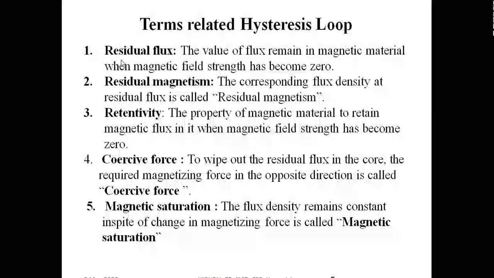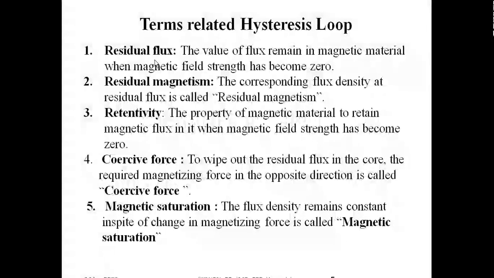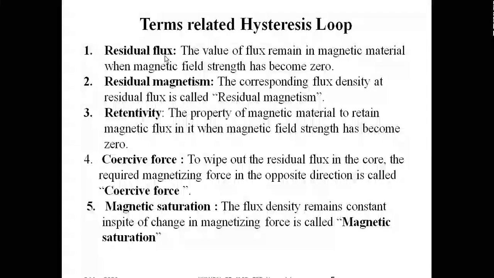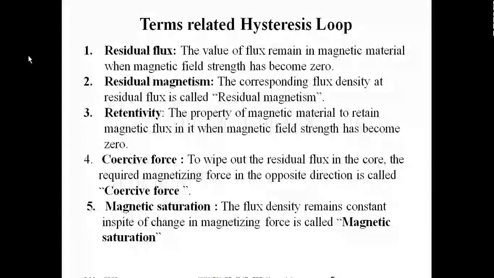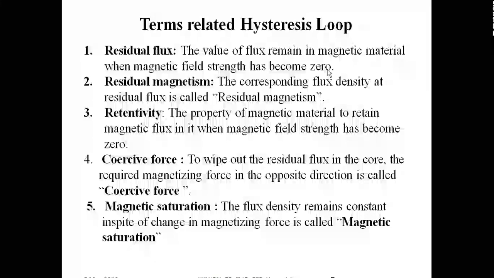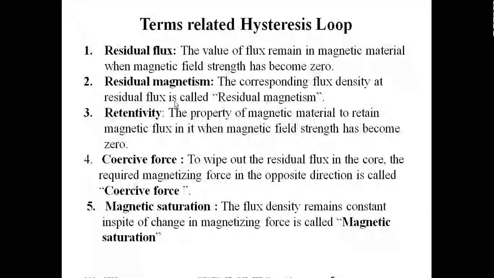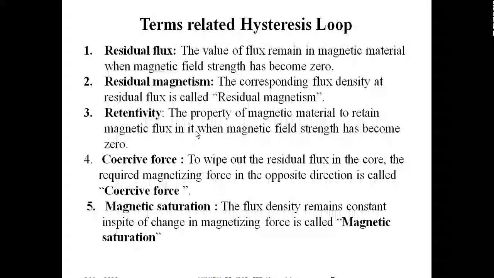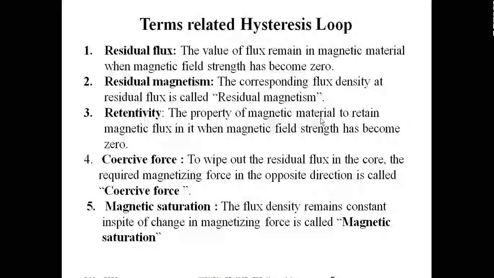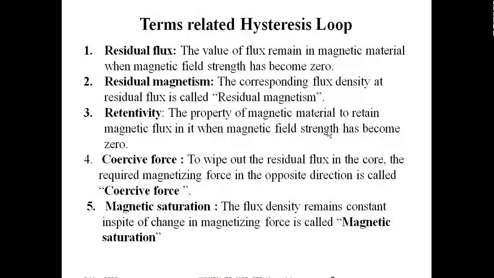First term is the residual flux or residual flux density, the value of flux that remains in the magnetic material even when the magnetic field strength has become 0. The residual magnetism is the corresponding flux density at the residual flux. The retentivity is the property of the magnetic material to retain magnetic flux in it when magnetic field strength has become 0. This is an important property when designing the material for making a permanent magnet.